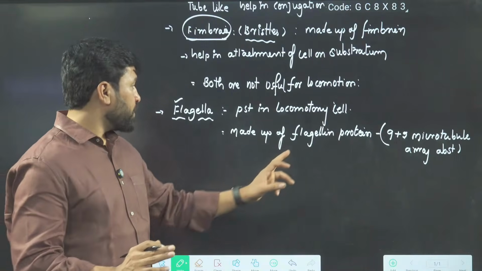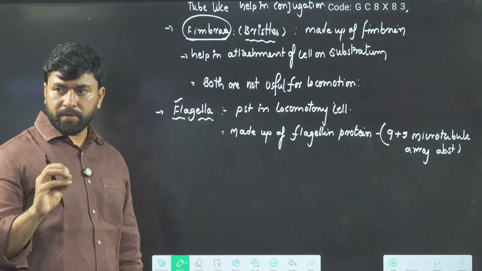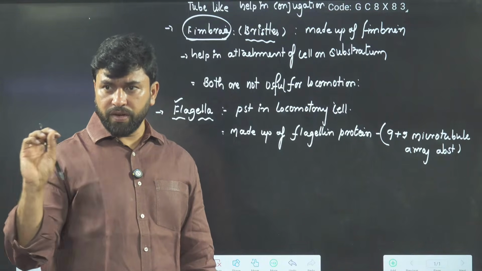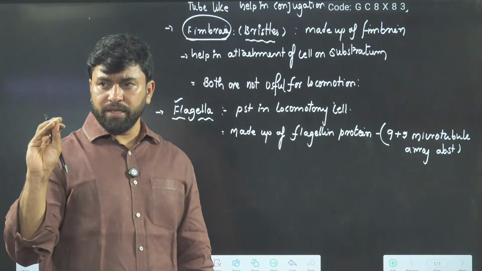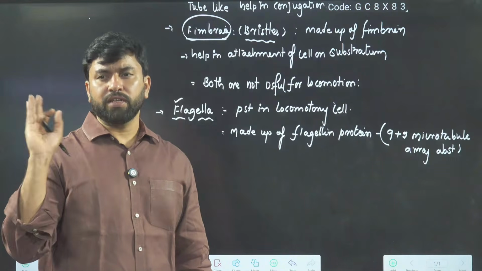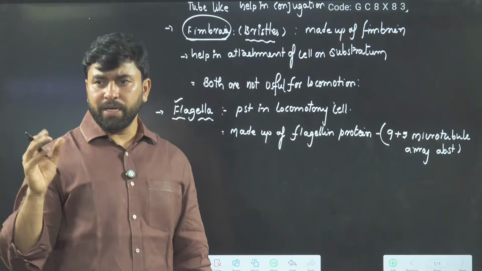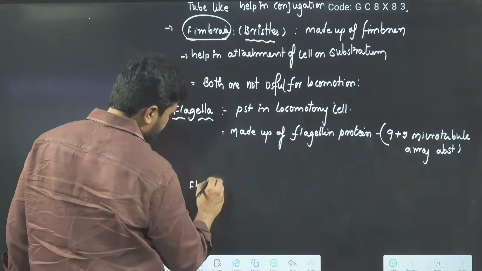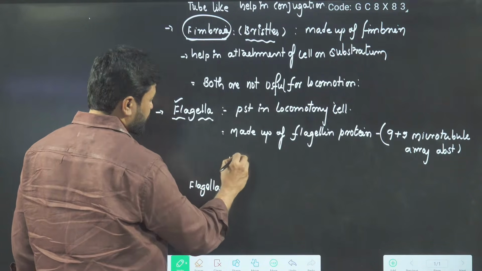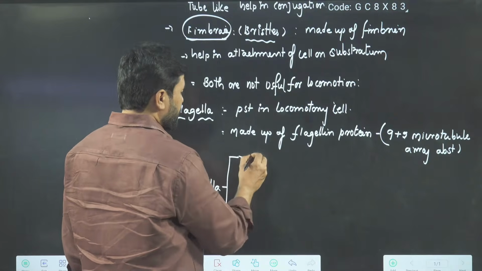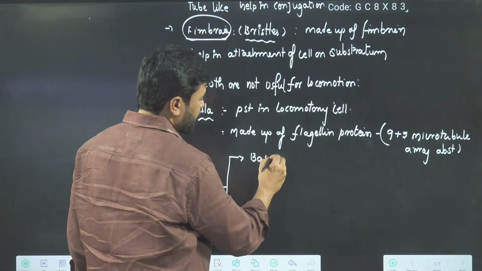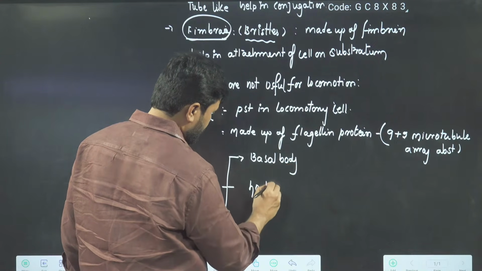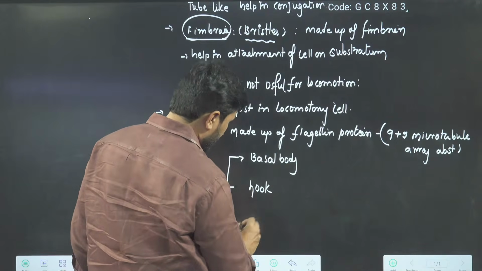But altogether, whenever we talk about prokaryotic flagella, it is made up of flagellin protein, but that protein never follows any particular mode of arrangement of microtubule-like structures. Just a protein-filled large filament will be present. In this case, prokaryotic flagella will have three structures. One is the basal body, which is where the flagella originate. Next one, hook, very good. Next one followed by filament.